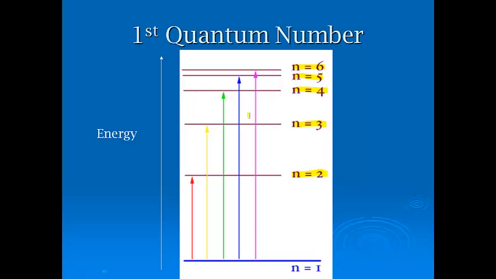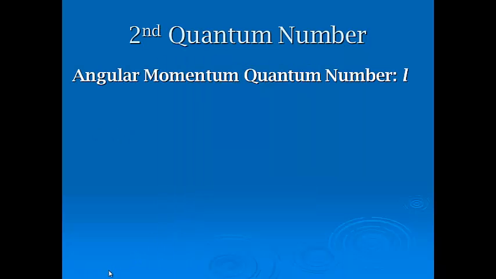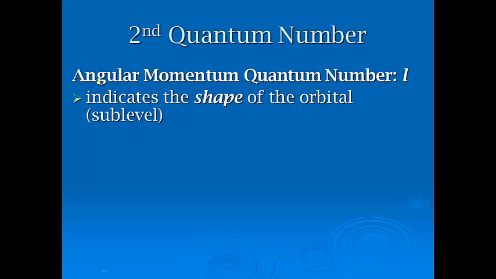The distance between n equals 5 and 4 is going to be different from 4 to 3, 3 to 2, etc. So there are differences that exist. Okay, now for the second and third quantum numbers, we just have to know the definitions. And this is where you're going to get confused, because 2 and 3 are just tough to differentiate.